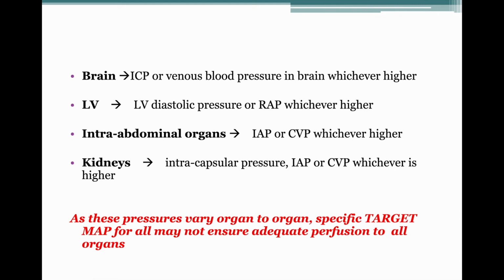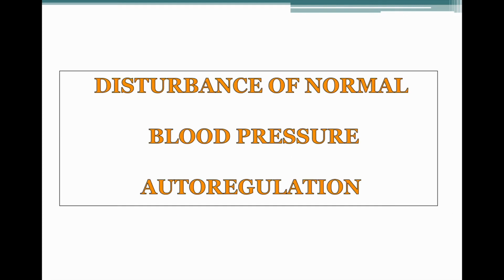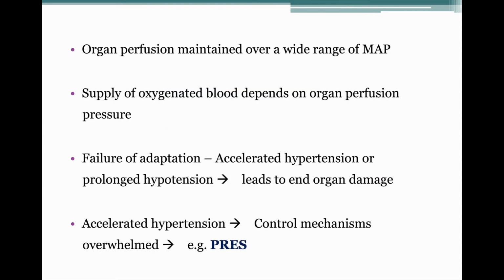So as these pressures vary from organ to organ, a specific target MAP for all may not ensure adequate perfusion to all organs. Now coming to the imbalances that we face in ICU: disturbance of normal blood pressure autoregulation. Organ perfusion in our body is generally maintained over a wide range of MAP, but once it goes beyond that, the autoregulation fails.